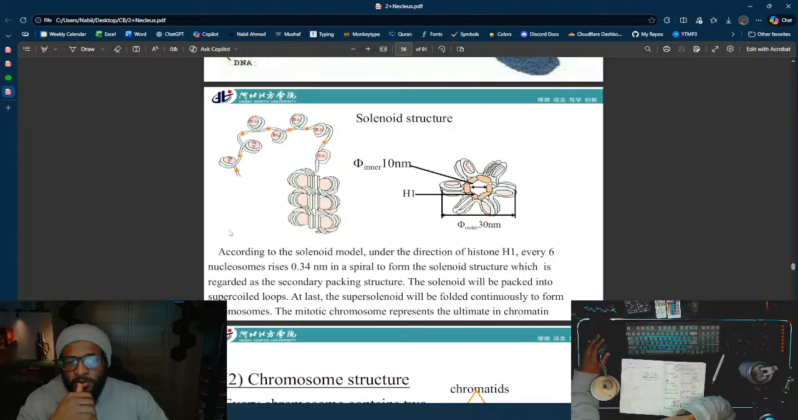Every 6 nucleosomes arise to one spiral to form a solenoid.